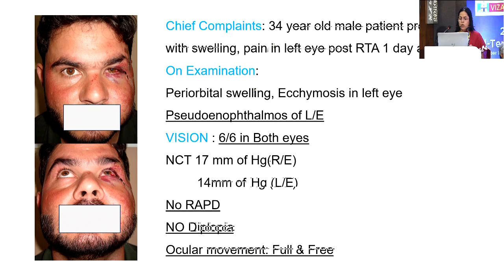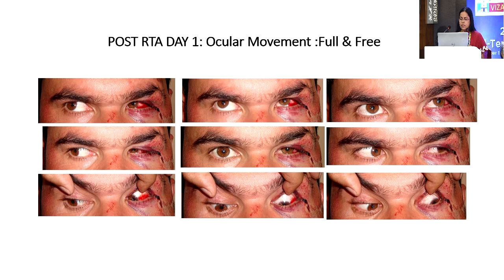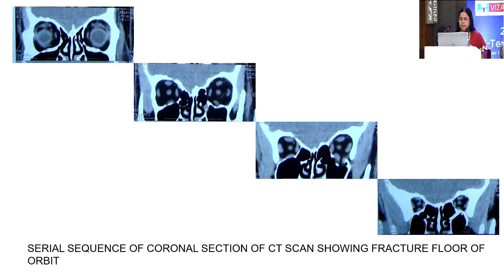Case scenario 2: a 34-year-old male patient with a road traffic accident came to us on the 2nd day with ecchymosis in the left eye and mild enophthalmos. The rest of the examinations were like this. His ocular movements were full and free. Apart from mild enophthalmos, he had no other complaints.